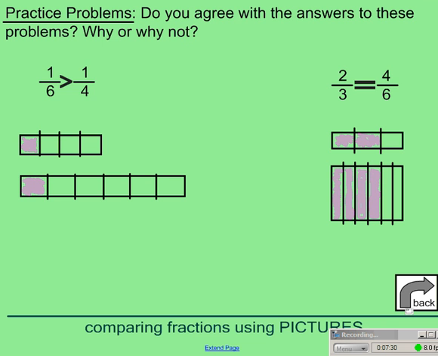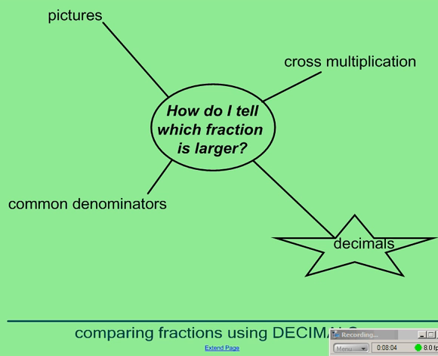And we're only going to do one set. And this is one other additional one to this. These are two other problems. Do you agree with the answers to these problems? Why or why not? So, 1/6 is greater than 1/4. Do you agree that that is correct based on the pictures or not? Why or why not? And 2/3 equaling 4/6. Do you agree with that? Why or why not? So those are two of your questions that will be on the quiz. So figure those out, write those down in your Cornell Notes book, and we'll go on to our last strategy.